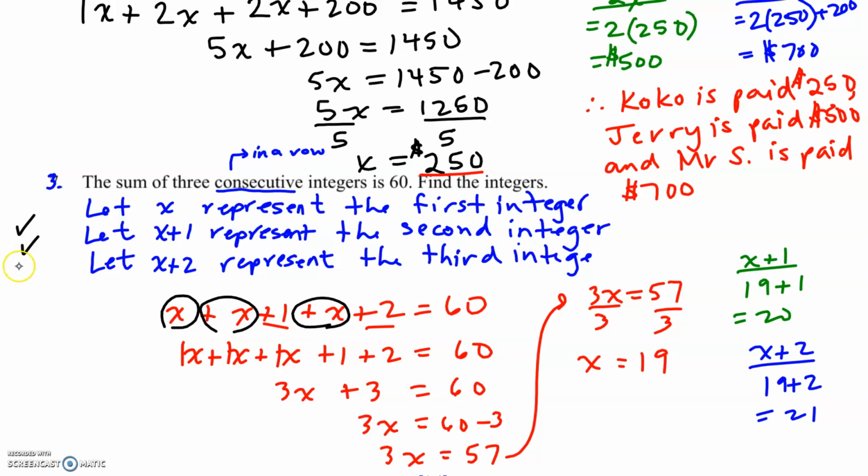So I did the solving, and now I need the last step, which is to answer the question asked, which was find the integers. So therefore, the integers are 19, 20, and 21. Okay, and we can see they're consecutive, they're all in a row. That's what we wanted.